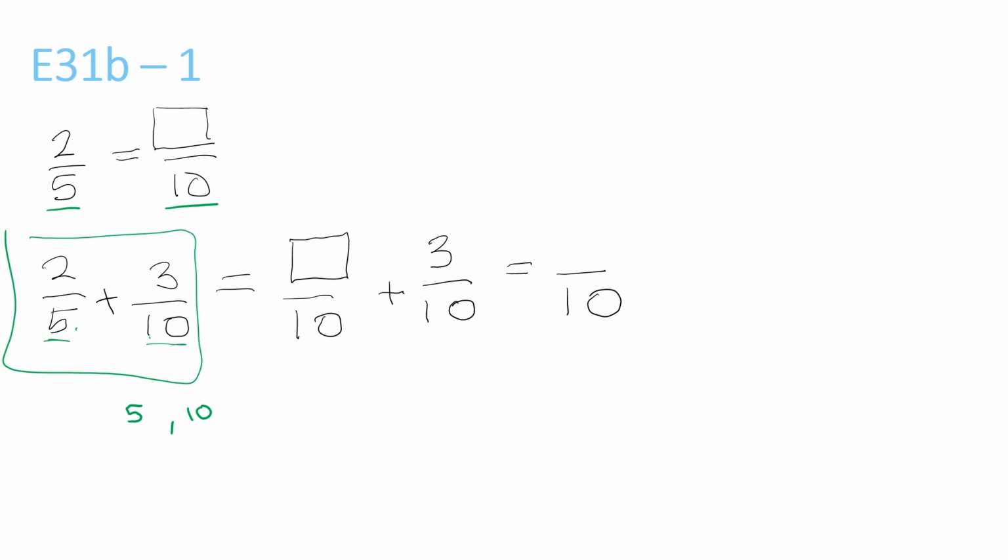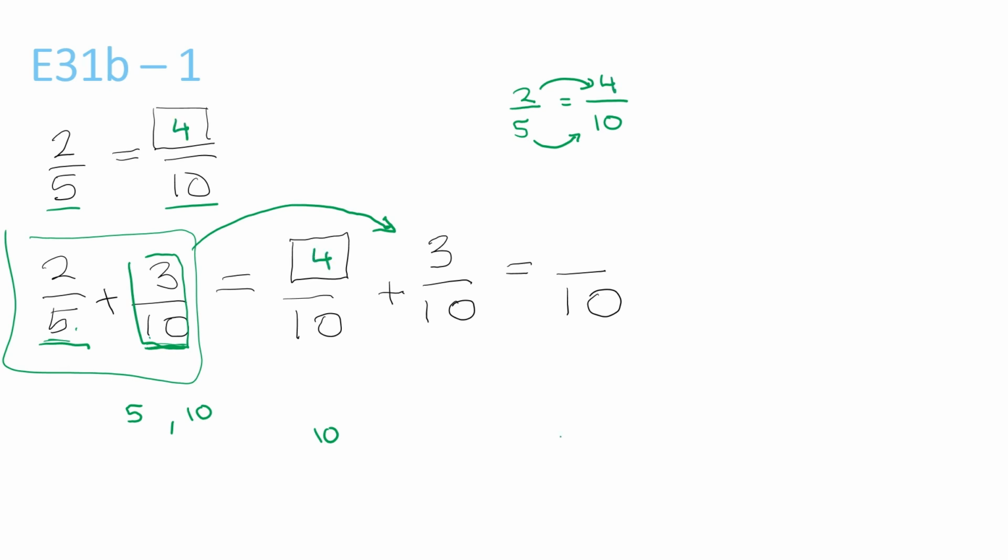So you look at 5 and 10, you say, what number do they both go into? It's 10, right? Now this is already 10, so we can just keep it as 3 over 10, which is why they've kept this one as 3 over 10. But 2 over 5, we have to change to something over 10. 5 times 2 is 10, so 2 times 2 is 4. So it's 4 over 10 plus 3 over 10, which is just adding the top numbers. We have 7 over 10.